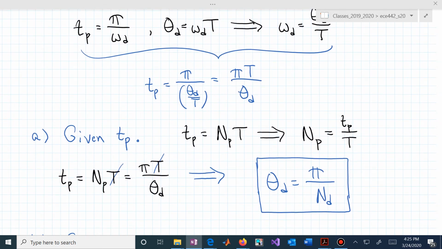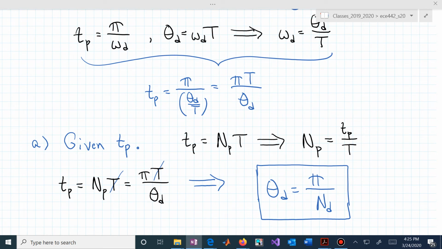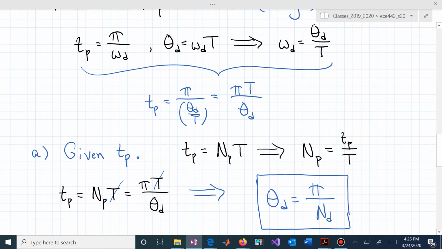If you're given a time to peak, let's say time to peak is so many samples, capital N sub p, you can solve N sub p is equal to time to peak over T, and now you can use that in this relationship for theta sub d. We know time to peak is n sub p T. We know n sub p is T sub p over capital T, and you can substitute in for T sub p and find this relationship between theta sub d and n sub p: theta sub d is equal to pi over n sub p.